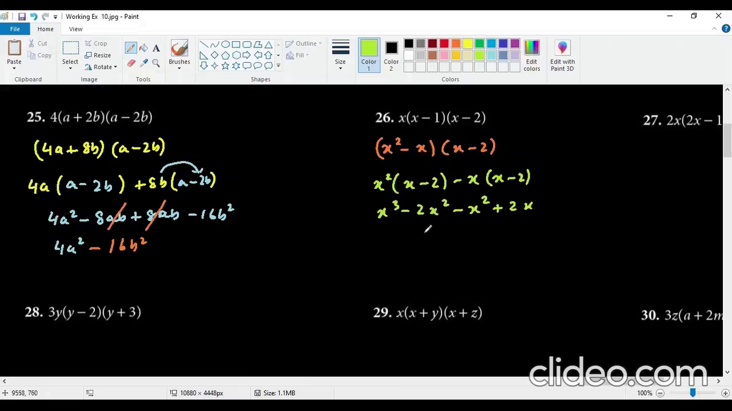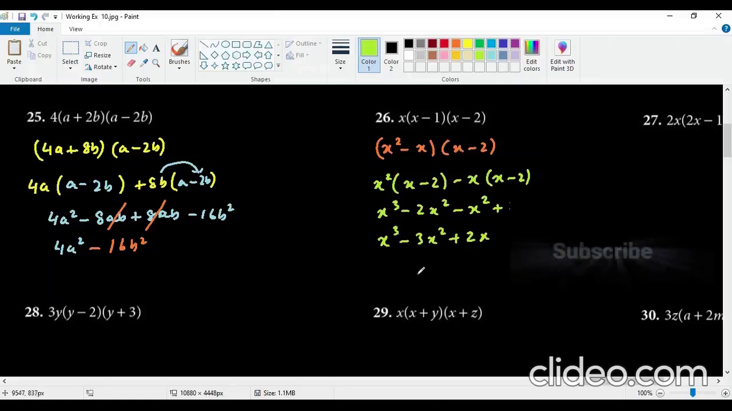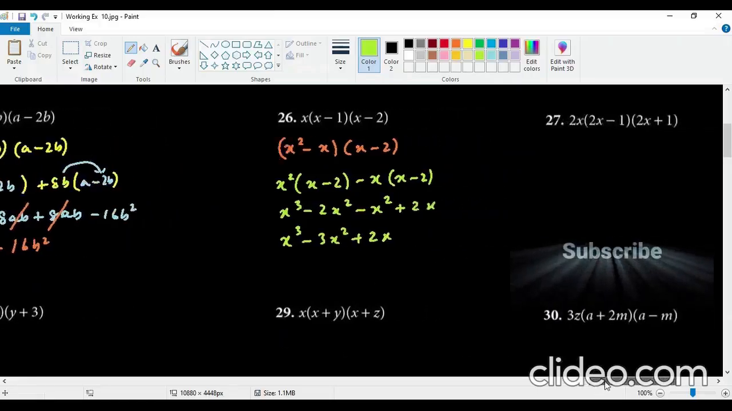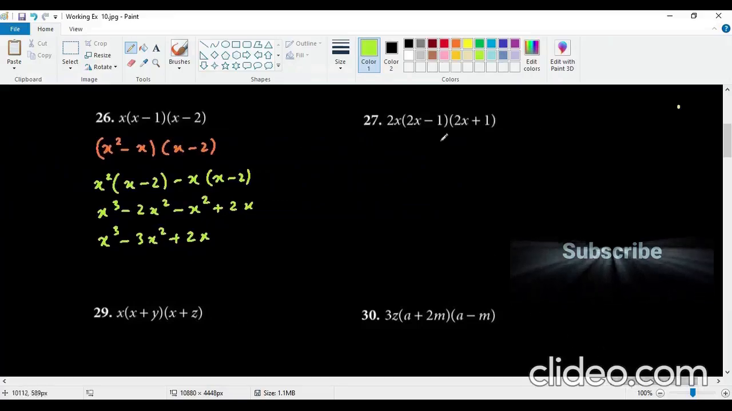So finally what we will get is x cube and minus 3x square, because minus 2x square and another minus x square is going to give me 3x squares, plus 2x is going to be the final answer for question number 26.